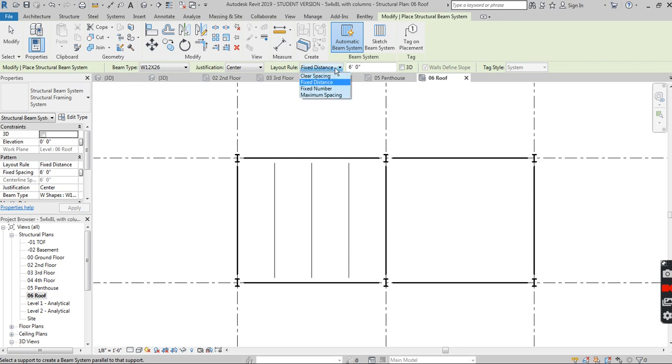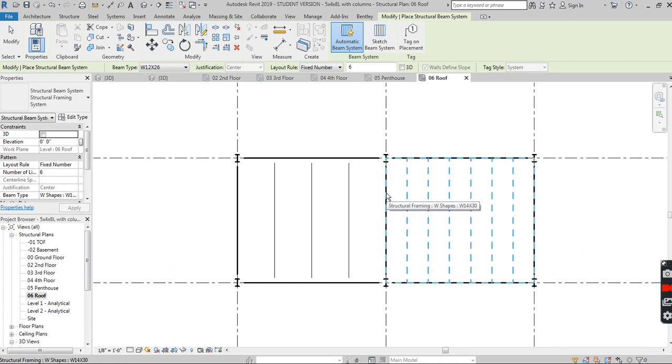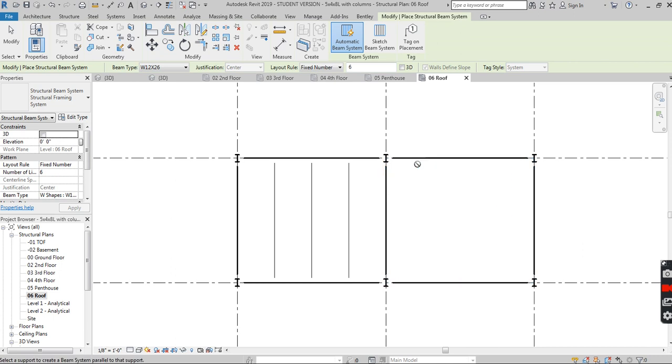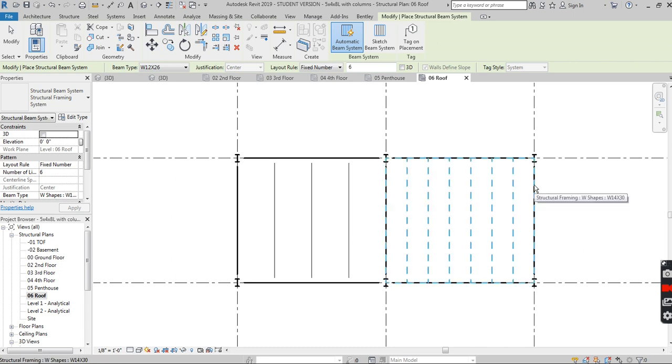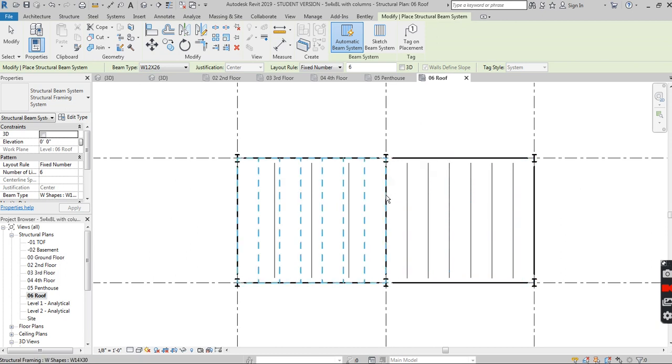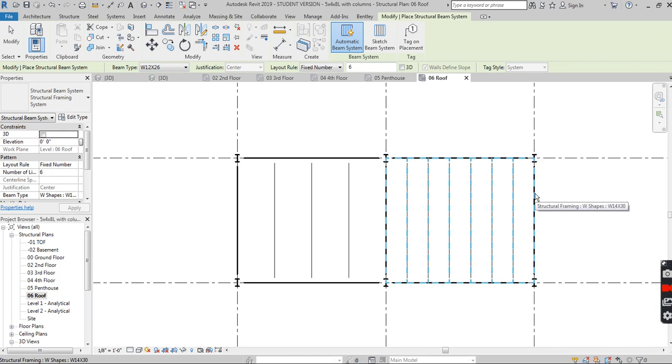Let's use the second layout rule, which is fixed number. And the fixed number here, we'll just leave it at the default 6. And again, let's place this as a vertical beam system. It gives us a total of 1, 2, 3, 4, 5, 6 beams, 6 joists, and therefore there are 7 gaps in between here. And then the software just automatically calculates what the total distance is from that beam to that beam, divides by 7, and makes sure that your fixed number of 6 is spanned across that area.